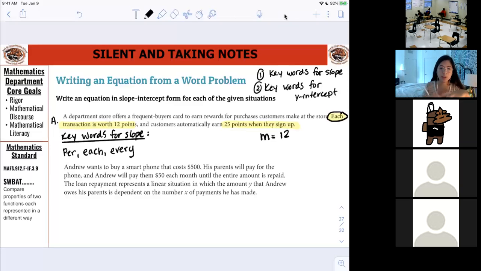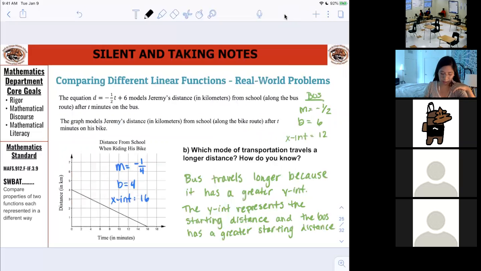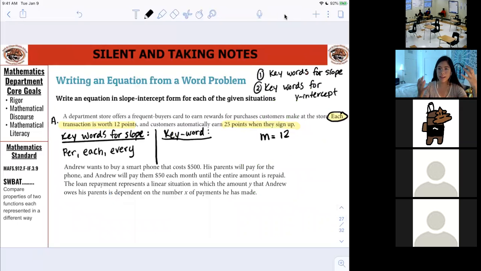And then y-intercept is a little bit different. You're not always going to have a specific keyword, but you can always remember, if I go back over here, my y-intercept was the starting distance. In this case, it was how far they started from the school. You're always going to look for anything like the starting amount, initial amount, anything that tells you that's where you begin.